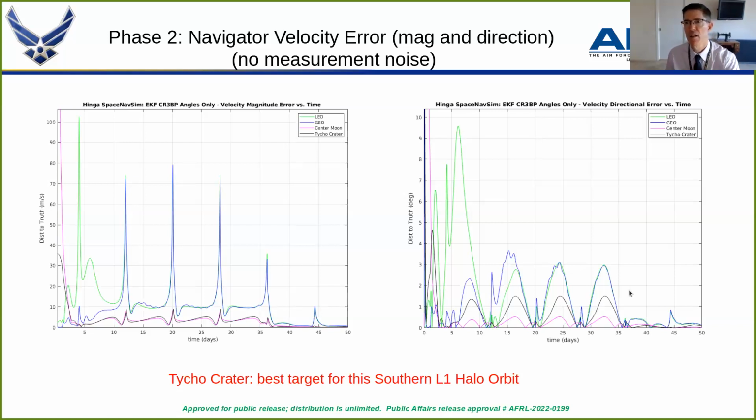On the right side is directional error. So we'll look at the error in terms of the directional error of the velocity. So distance to truth in degrees, we see that after, say, 35 days, all objects perform fairly well, being 1 degree or less from the truth. The lunar targets still perform better. It takes a little while for them to converge, but it's still a success.